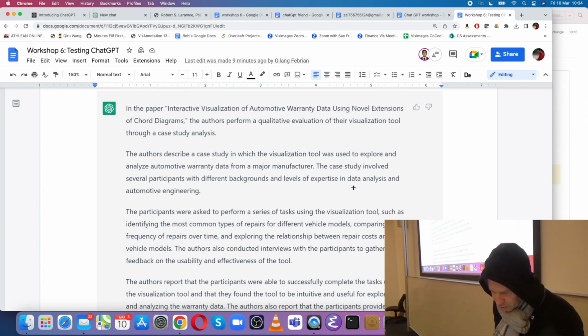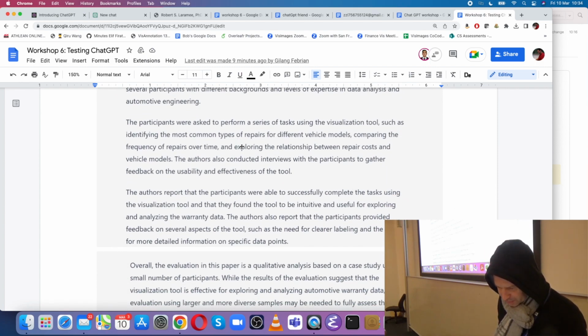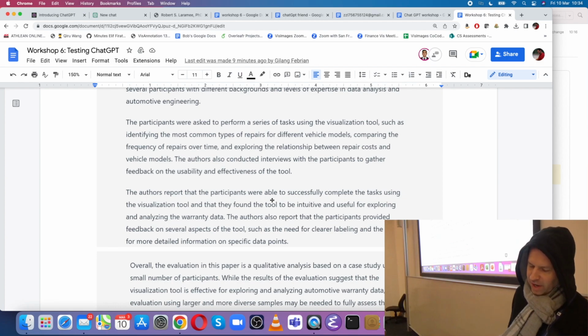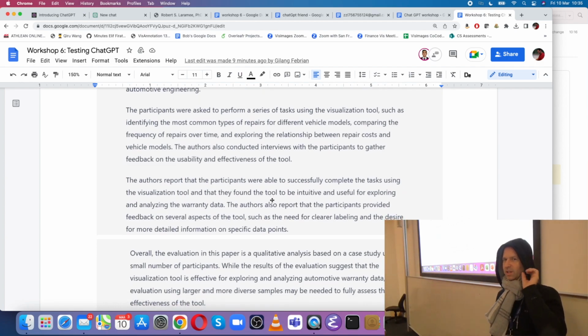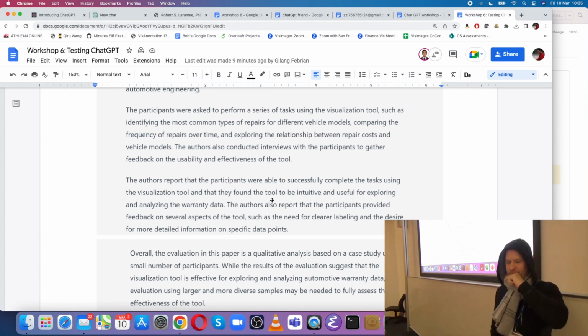Okay, this is not true. Not true. There's no user study here. This is not true. So that's too bad. This is another case that's not good because it's telling you this is true, I'm 100% certain, but actually it's not true. That's too bad.